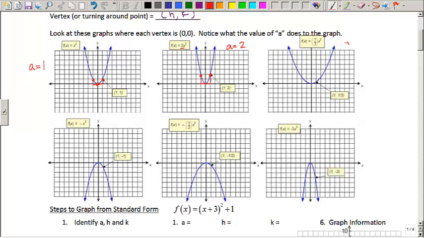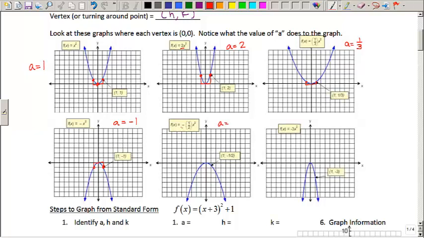Similarly, on the third one, I have a is equal to a third. From my vertex, I can go right 1 and up just a third, and left 1 and up just a third, and that got me 2 good points. Notice on the next problem, f of x equals negative x squared, my a is actually negative 1. So from my vertex, I'm going right 1, and instead of up 1, I'm going down 1. This is a reflection over the x-axis.